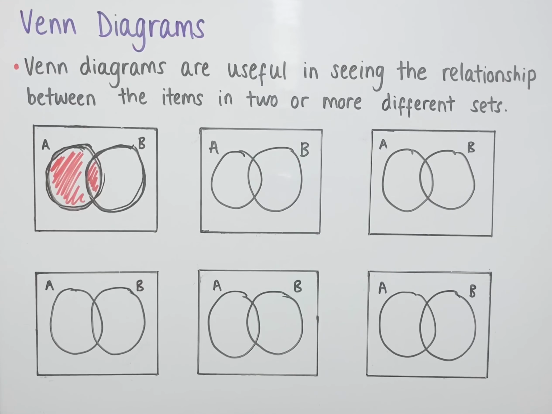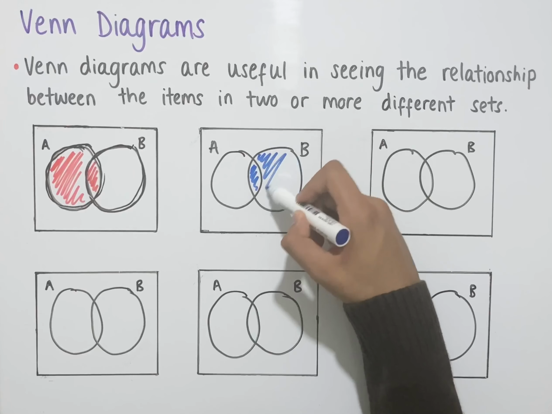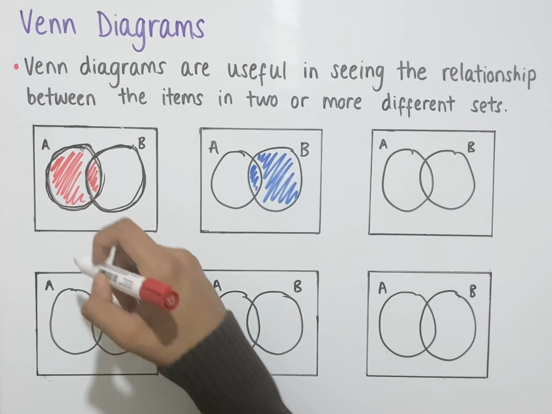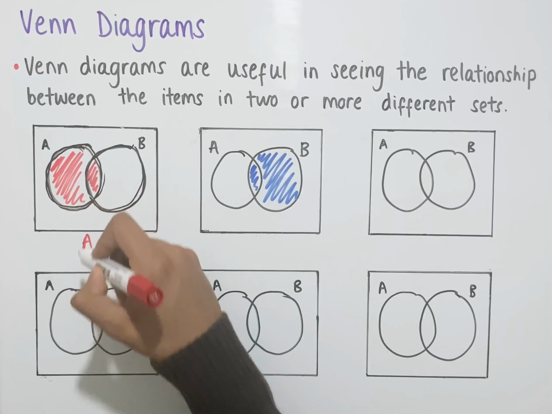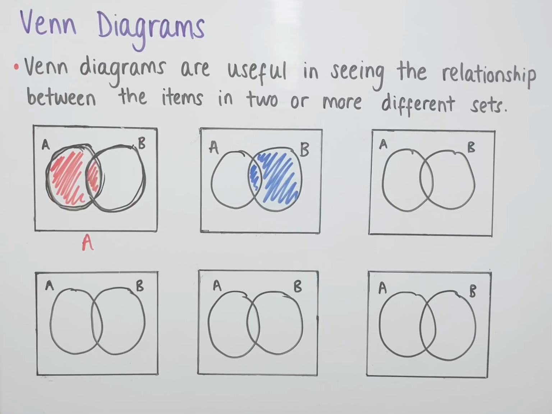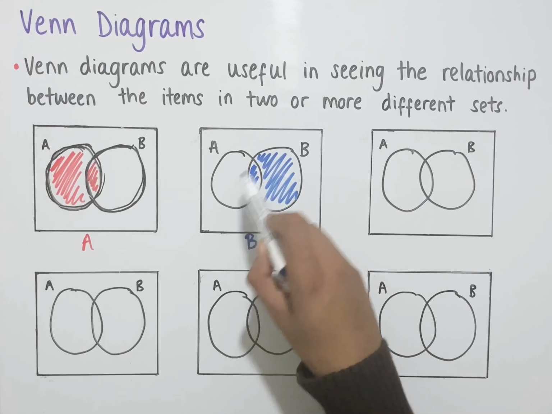If we wanted to represent set B, then we would shade in everything inside the circle for B. So that's this middle bit here as well as this bit here. And that would represent everything in set B. So adding on the set notation, we have set A, which is represented by this Venn diagram above, and we also have set B, which is represented by this Venn diagram above.